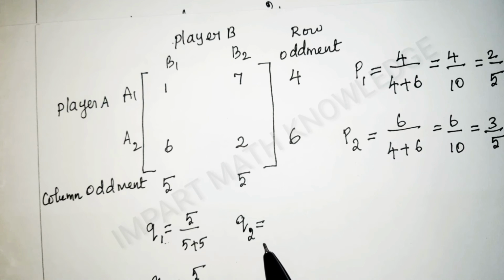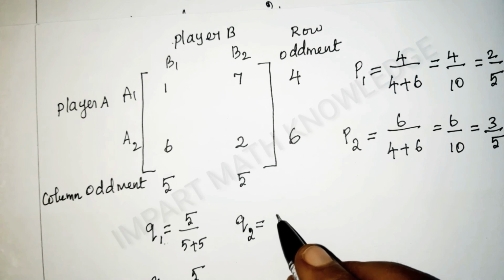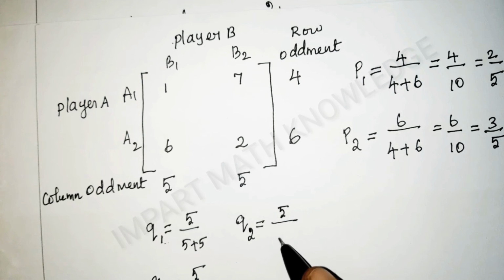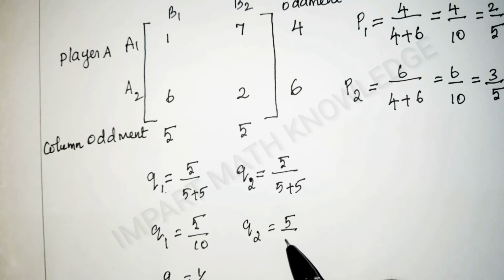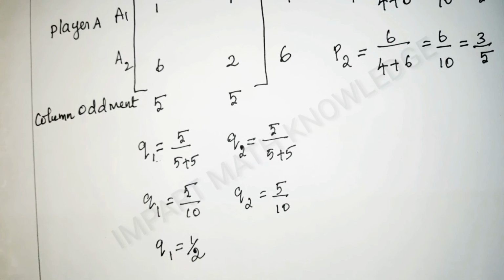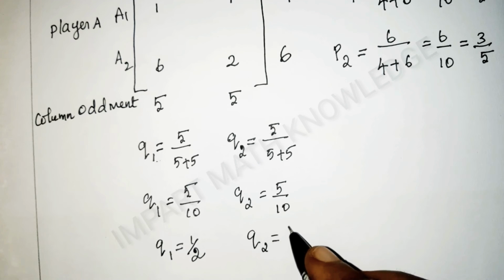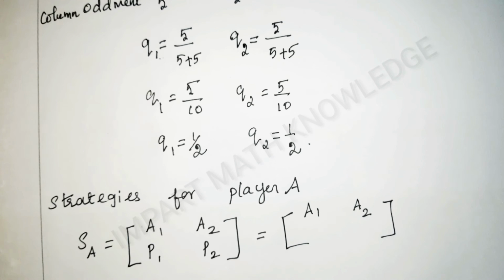Q2 is the probability that player B uses the second strategy. Q2 is equal to the given value 5 divided by the total value 5 plus 5. So Q2 is equal to 5 by 10. That is, Q2 is equal to 1 by 2.